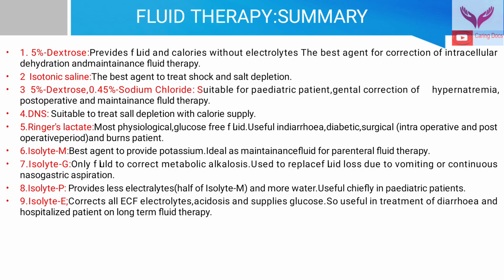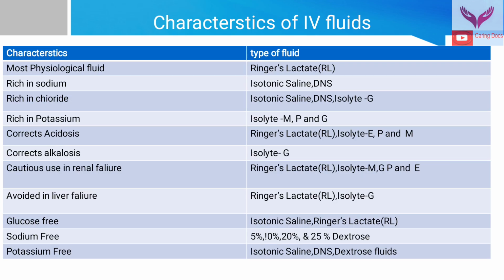Isolyte G is the only fluid to correct metabolic alkalosis, and it is used to replace fluid loss due to vomiting or continuous nasogastric aspiration. Isolyte P provides fewer electrolytes, half of Isolyte M, and provides more water, so it is useful chiefly in pediatric patients. Isolyte E corrects all extracellular fluid electrolytes, acidosis, and supplies glucose, so it is useful in treatment of diarrhea and hospitalized patients on long-term fluid therapy.